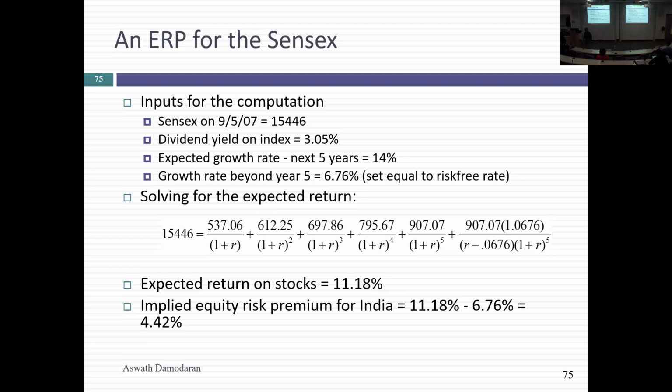for a required return. So way back in 2007, I tried to compute an implied equity risk premium for the Sensex, the Indian equity index. The level of the index, the only dividend, there were no buybacks at that time for Indian stocks. That's starting to change. The dividend yield on the index was 3.05%.